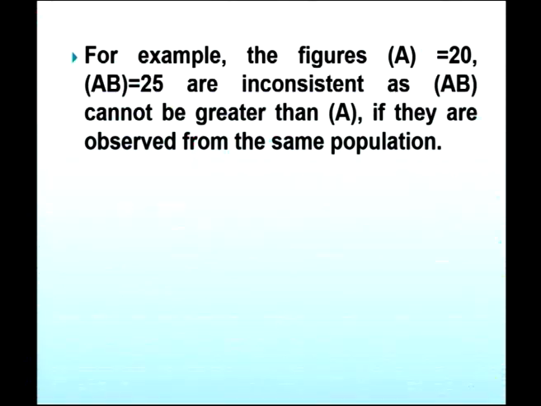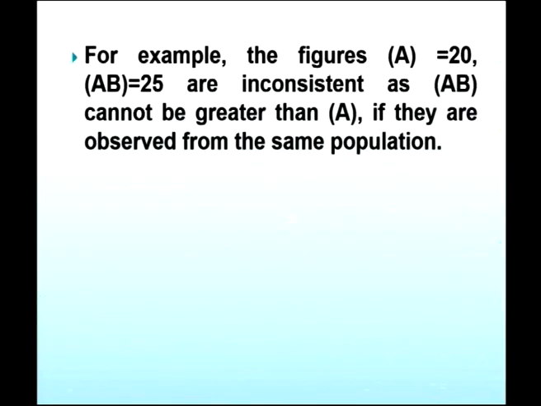Already we have represented that (A) means possession of attribute A is only 20, and (AB) represents possession of attribute A and then B. Therefore, it cannot be 25, as it is conflicting with the data given. Therefore, it is not consistent data. A is 20 and AB is 25 is not consistent. Therefore, the data is inconsistent, as AB cannot be greater than A. AB means possession of A and B. It should be less than 20 only if they are observed from the same population.